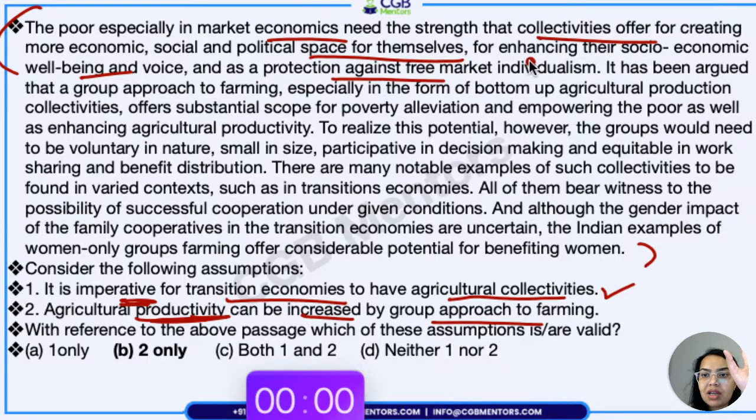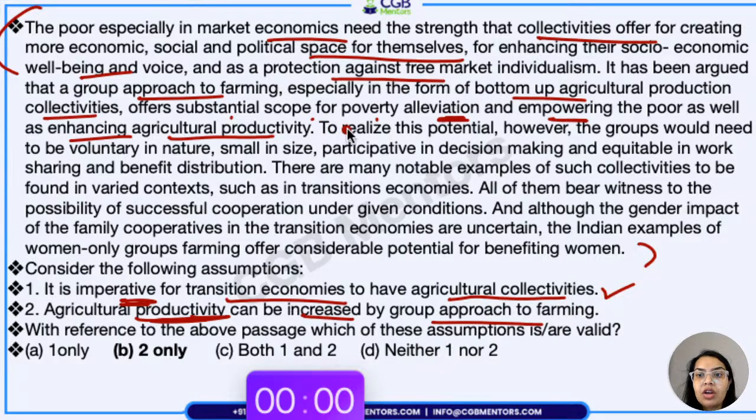Agricultural collectivities have not been discussed yet. It has been argued that a group approach to farming, especially in the form of bottom-up production collectivities, offers substantial scope for poverty alleviation and empowering the poor as well as enhancing agricultural productivity. Now both have been discussed. Is the author focusing now? My second question should be: is the author focusing on the productivity part, or on the whole passage altogether? Or he is talking about it being imperative for such economies to have collectivities.